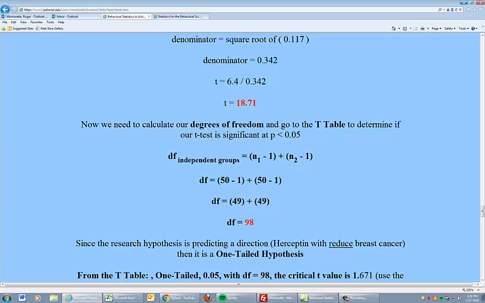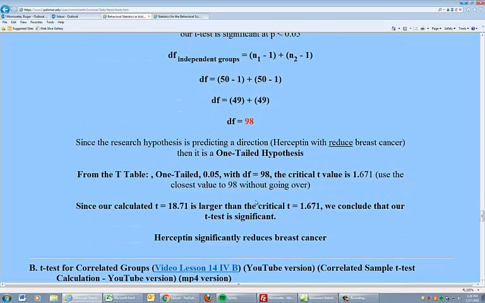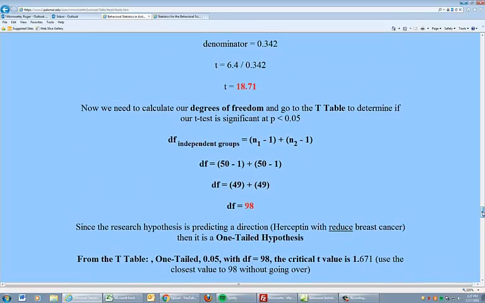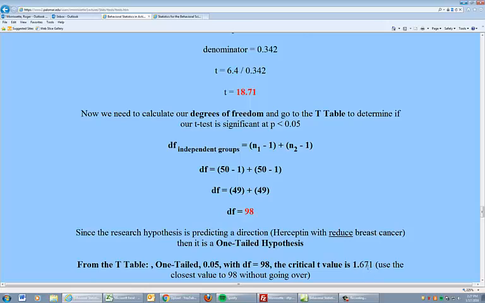Then we go to the t-table to determine if we're significant. Our degrees of freedom, 50 minus 1 plus 50 minus 1, equals 98. We know it's a one-tailed test because the hypothesis said Herceptin was trying to reduce breast cancer. That's directional. And at 0.05, we go to the t-table at degrees of freedom of 98, and we see that our critical t is 1.671. Since our t that we calculated is larger than that, we say that our statistic is significant and Herceptin does indeed reduce breast cancer.